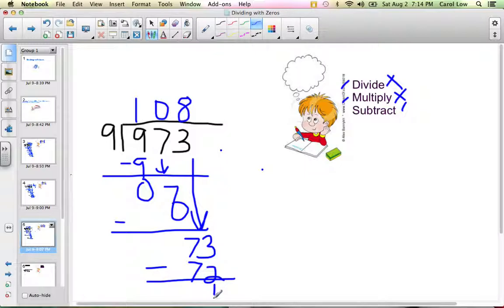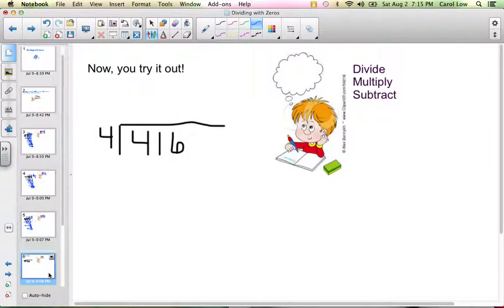And that's a 1. And so my answer, if I express it as a fraction, would be 108 and 1/9. So I put the 1 over the 9. Okay, now I'm going to have you try it out. Pause the video, and when you think you're done, or if you get stuck, come back and we'll go through it together.